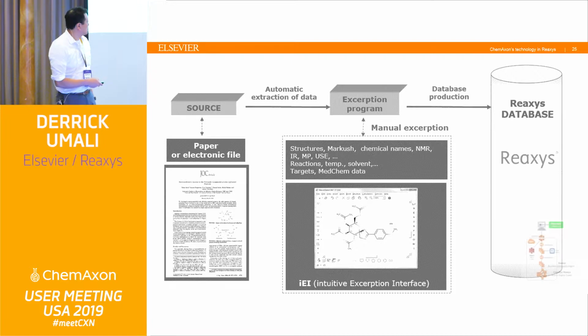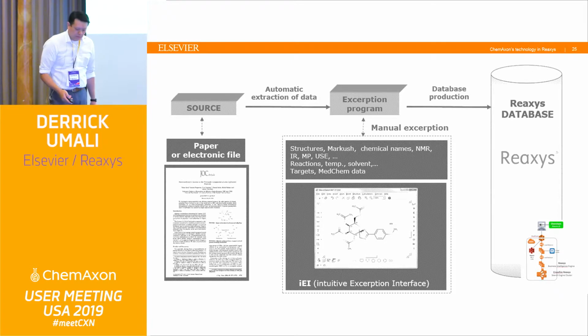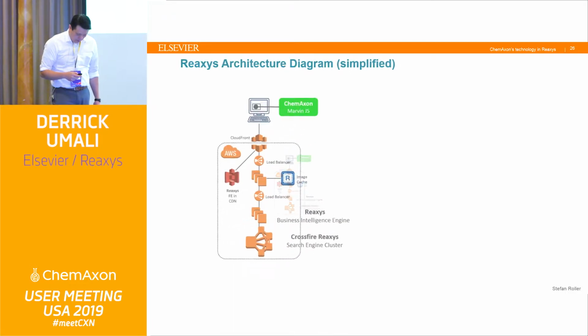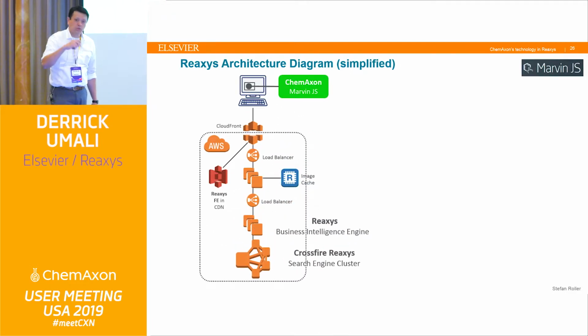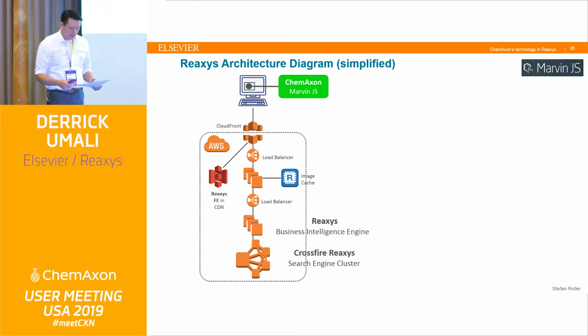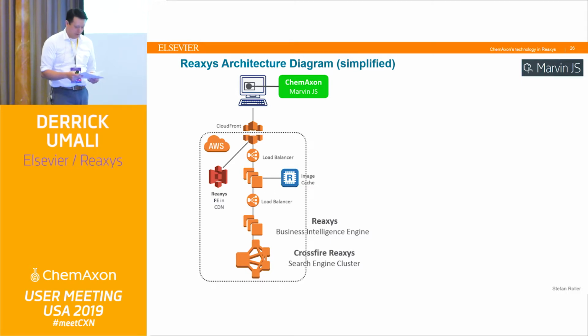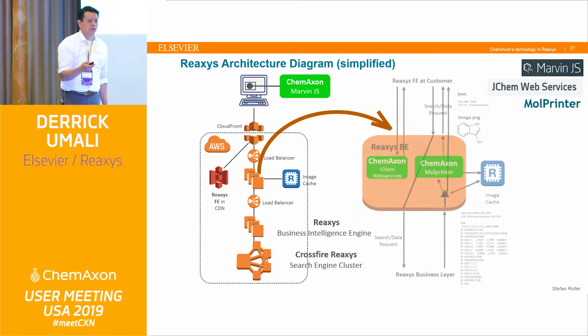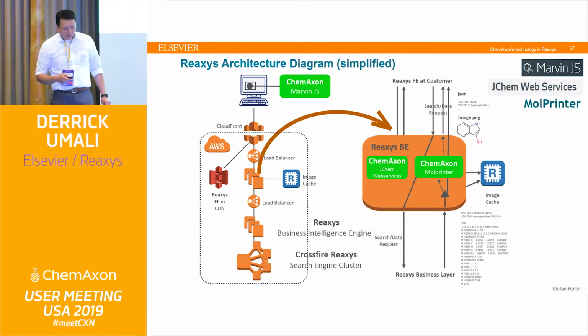So let's get in here. Amazon Web Services. The user will start with ChemAxon Marvin.js, draw a query, it goes into AWS, the Reaxys Business Intelligence Engine translates that query, and this is where we then use ChemAxon Marvin tools to deliver the end result quickly to the end user.